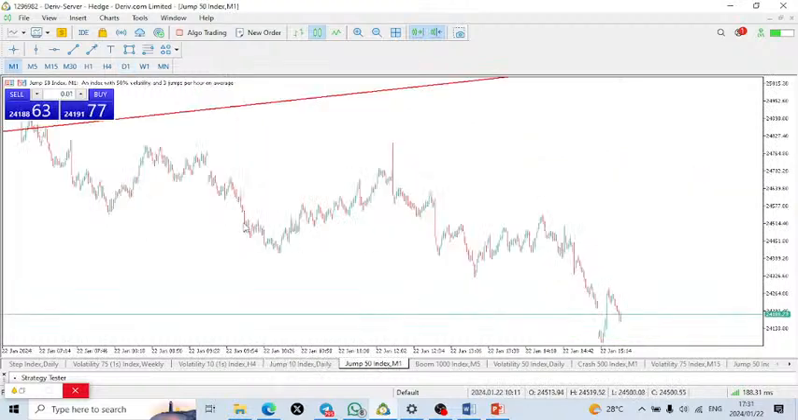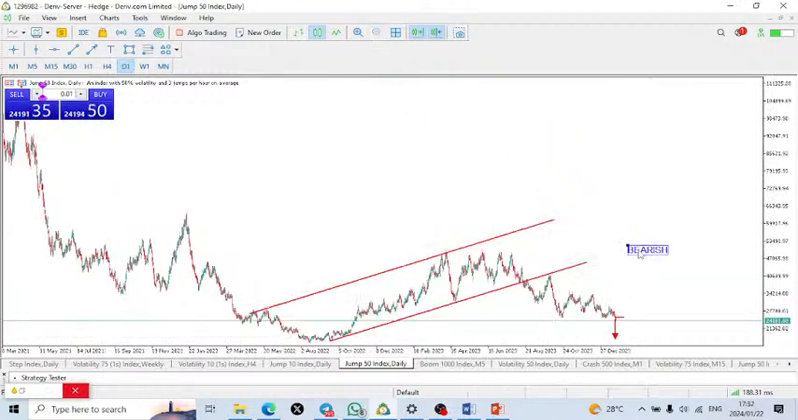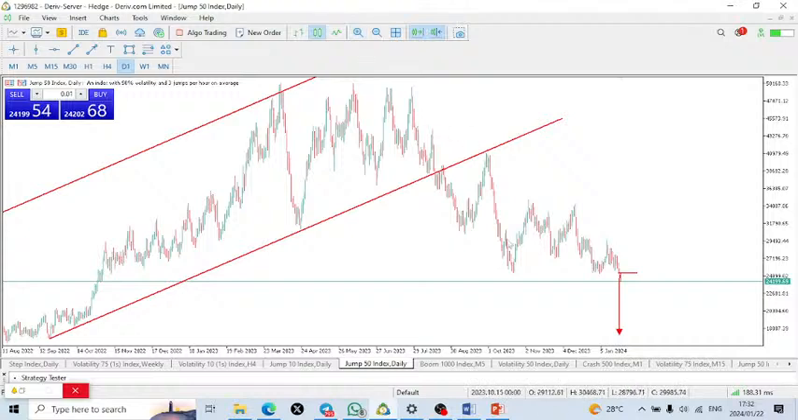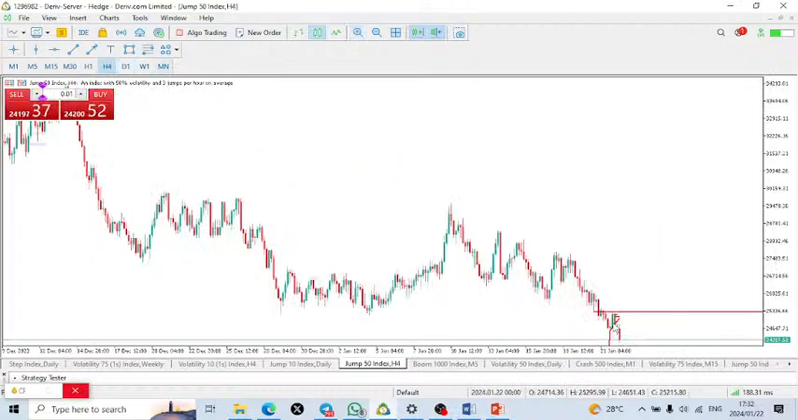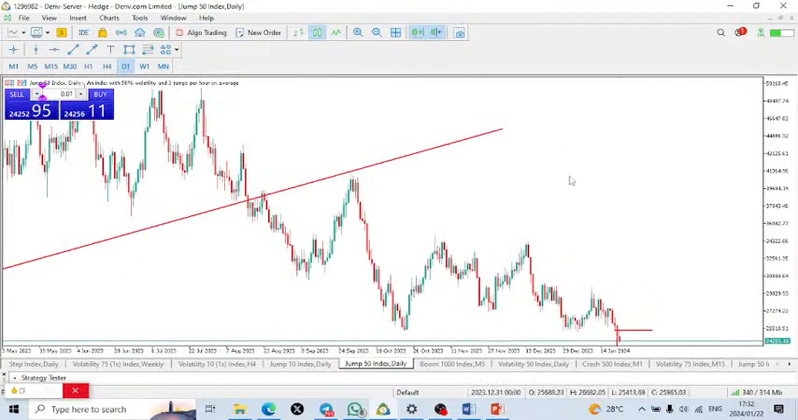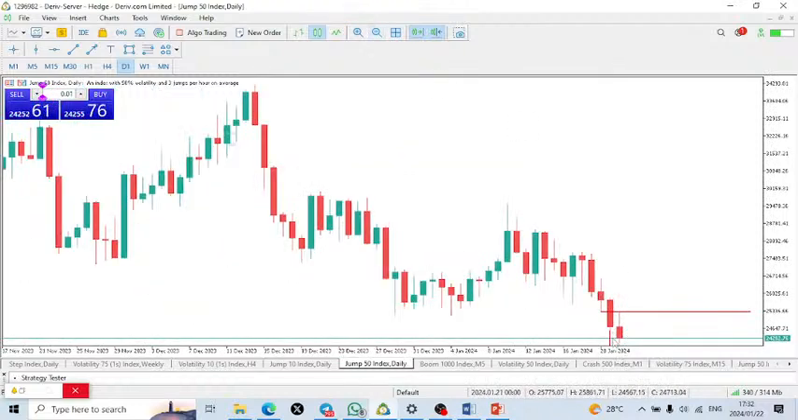Let's quickly go to Jump 50. What I can see in Jump 50 is that price was able to break from this level, came to make a retest here, and then price started to drop here. So what did I see today? Okay, on H4, but if you come on the daily here, what I saw in the morning was that price was around this area. We were going to get a selling opportunity. I don't know why I missed that opportunity.